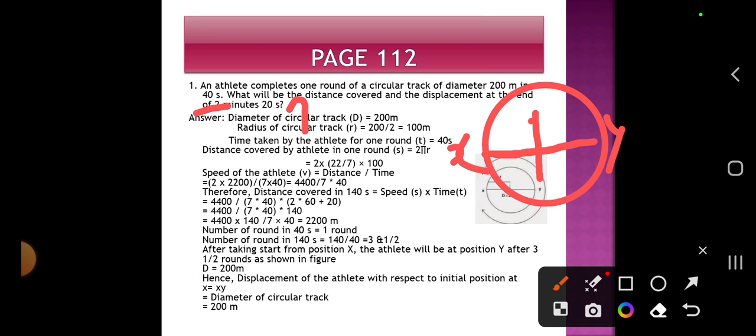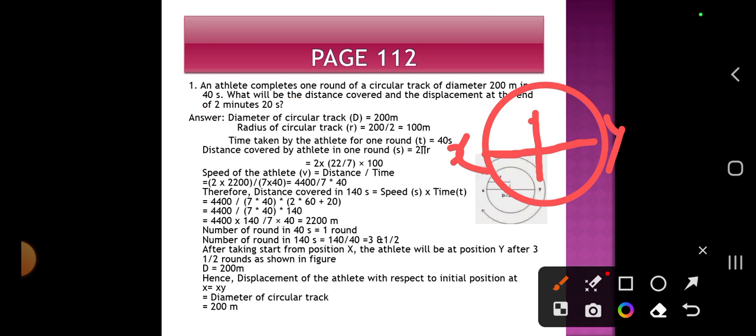Now the speed of the athlete, we know, is distance upon time. The distance we have calculated, we put that data here. Time we also know: the time for one round is 40 seconds, which we will put here. So we will get the distance covered in 140 seconds, that is speed into time. Why speed into time?